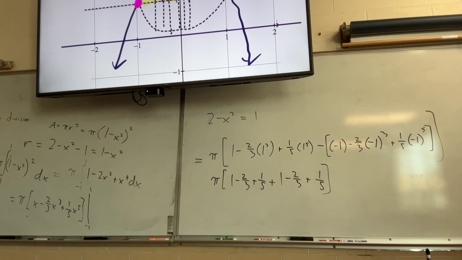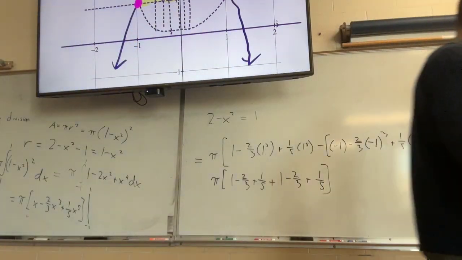Sorry about that hiccup at the end there. I looked at the answer key and I was like, what did I do wrong? I think the answer key is wrong.